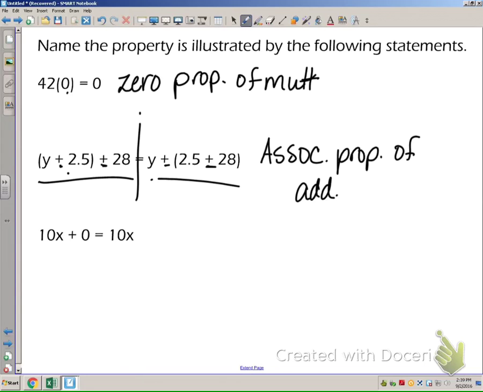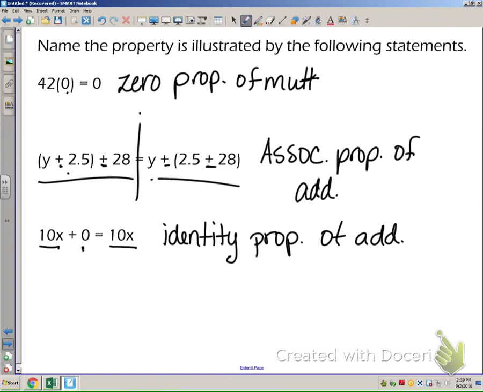Okay, and the very last one, I started with 10x, I ended with 10x. What I did was I added 0, so I know that this is the identity. I have the same identity, what I started with. The identity didn't change, so it's the identity property of addition.